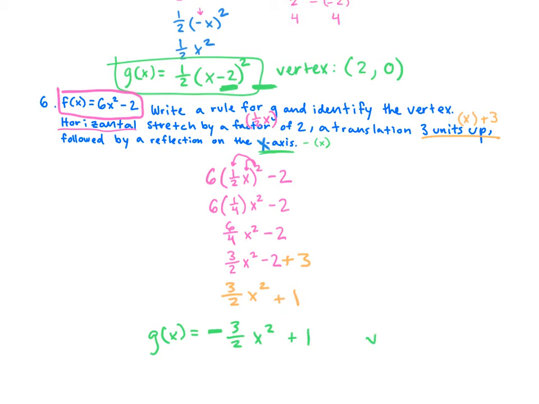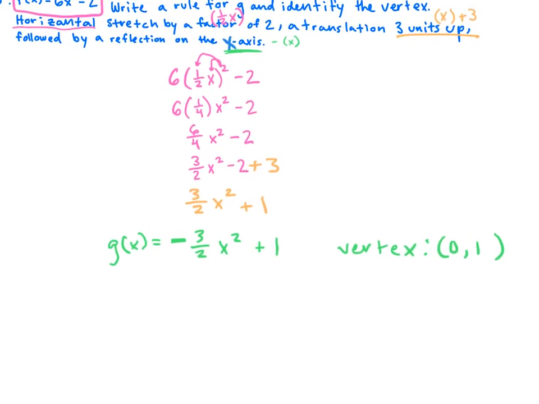Now we need to identify our vertex. What would our vertex be here? Perfect. 0, 1. So it doesn't look like it's in vertex form, but it could be in vertex form or standard form. We could say either one. We have nothing being added inside of our parentheses, so our h would be 0, and what's being added outside of our parentheses would be 1. So our vertex is 0, 1.